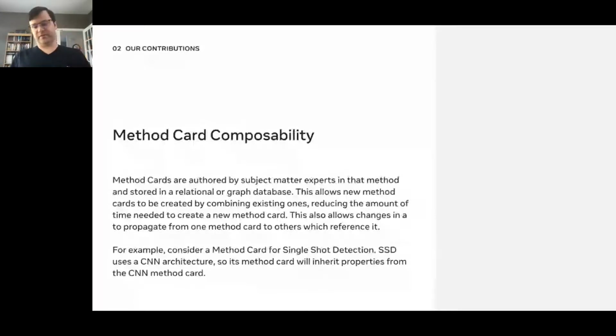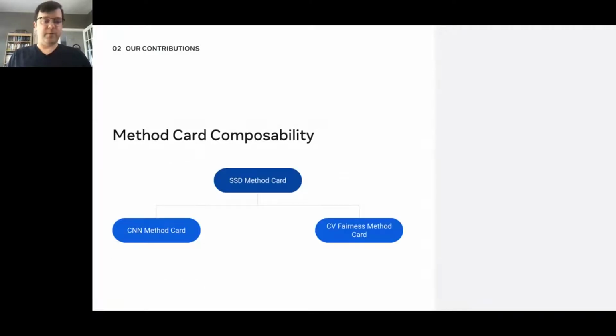So for example, single shot detection is a fairly complex method. Well, we might have a method on a generic CNN architecture. We might have another method built on that on computer vision using CNNs. We might have a separate method on fairness or bias mitigation for CNNs. And we should be able to compose these together, so that instead of having to create a new method card from scratch for single shot detection, we can just reuse the components that we have. So the SSD method card in this example is inheriting information from the CNN method card and the CV fairness method card.